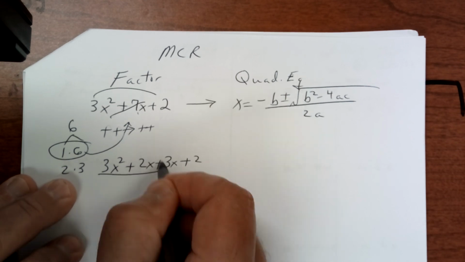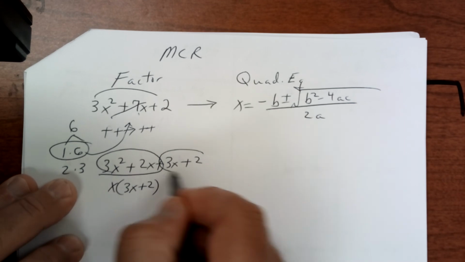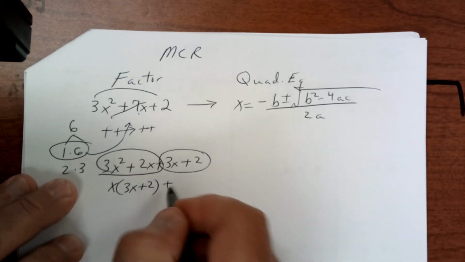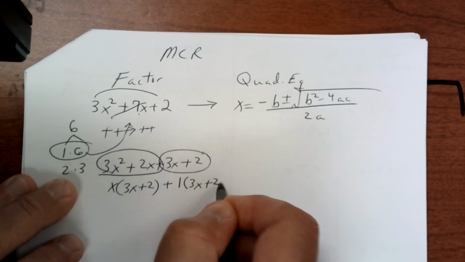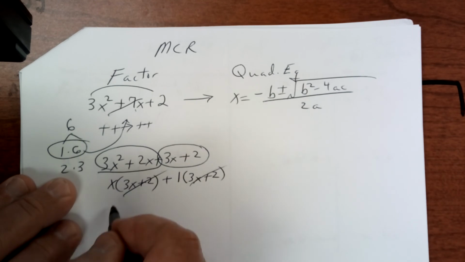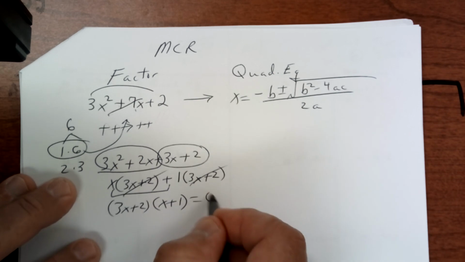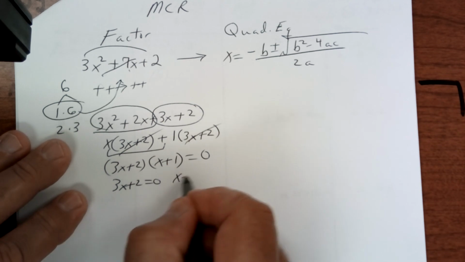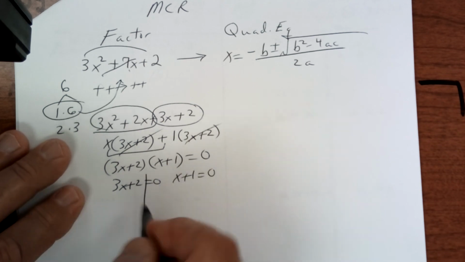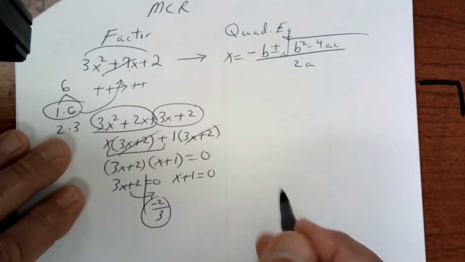I'm going to factor out an x here. I'm going to factor out nothing. You can't factor anything out of that one. So we'll factor a 1 out just to have something there. We're going to take this out, and we're left with 3x plus 2 and x plus 1. Now that you have this, we're going to set it equal to 0. So 3x plus 2 and x plus 1. So this is going to be a negative 2 divided by 3. That's one answer. This one is going to be a negative 1.